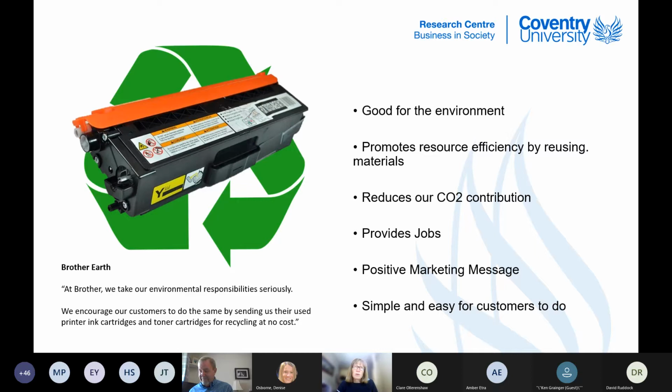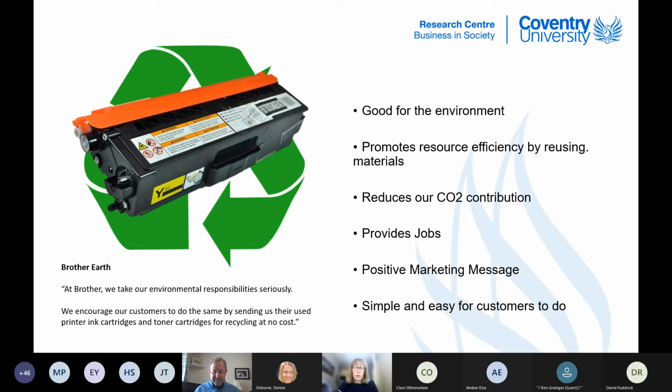But something they also found was that it was something that helped them to create jobs. So this process of remanufacturing actually enabled them to open a factory in the UK, whose sole purpose is the remanufacturing of these printer and toner cartridges. So they found that that's been a very good thing to be able to do in the UK, though they don't do all the remanufacturing in the UK. Some of it is also done abroad.